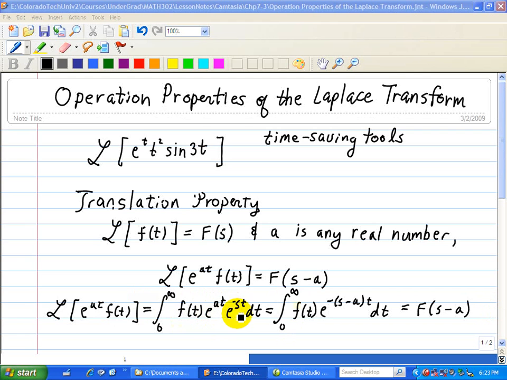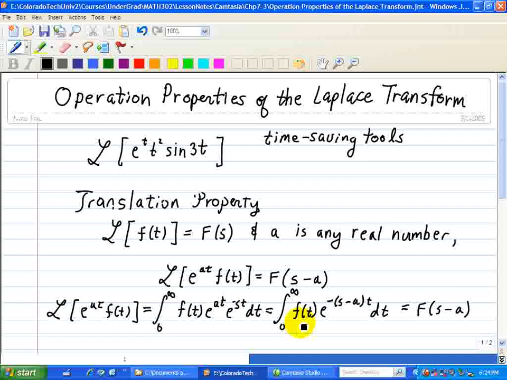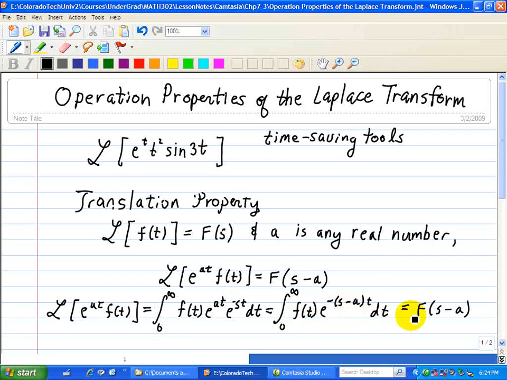We notice here we have a common base, so we can combine them in our exponents. So that's the integral of f of t e to the minus (s minus a) t dt. But we note here that this is just our definition of a Laplace transform, where we replace s with s minus a. And that's our first operational property of the Laplace transform. It will help save time in finding the Laplace transform of various functions, and we'll illustrate now with some examples.